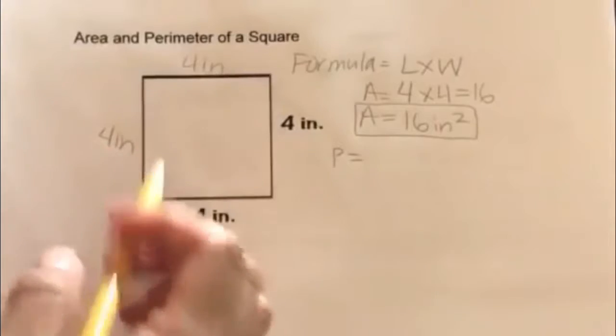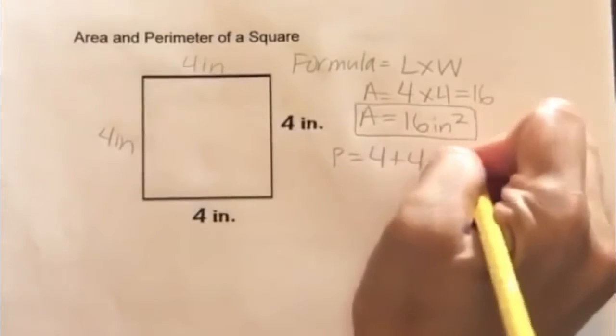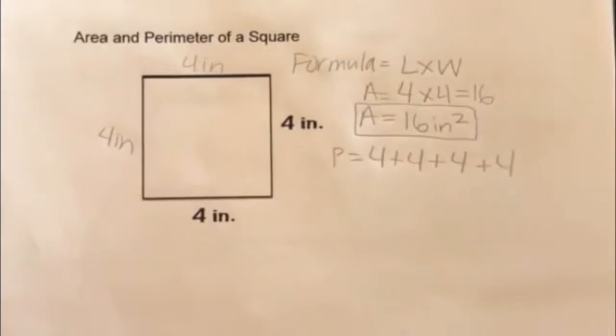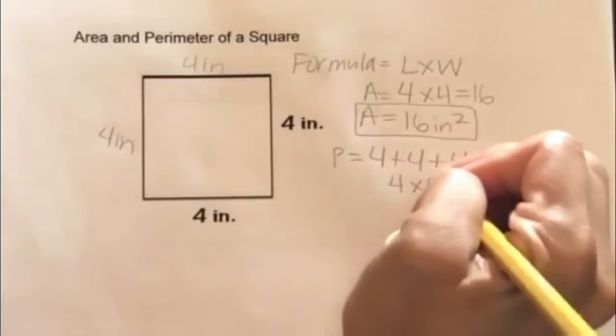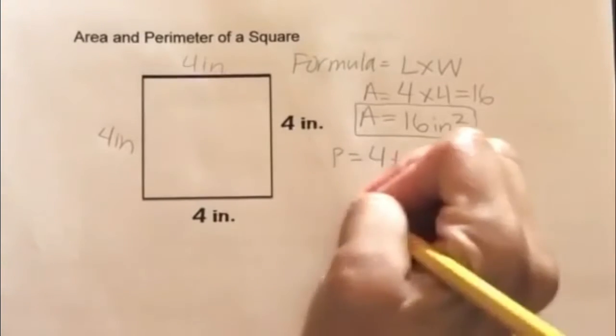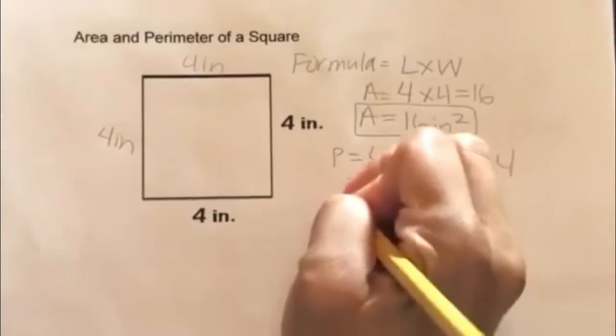Since there's 4 sides, we need to add all 4. We're going to do 4 plus 4 plus 4 plus 4. Or a faster thing to do is just to do 4 times 4, which is 16. So the perimeter is 16.